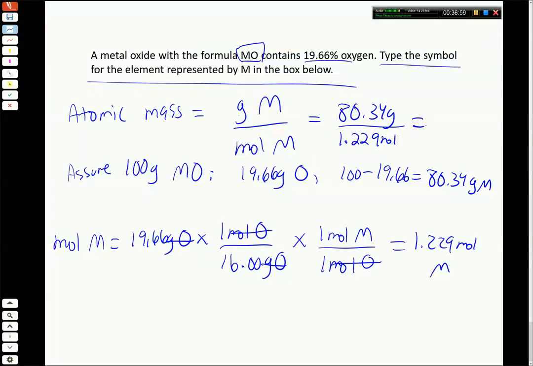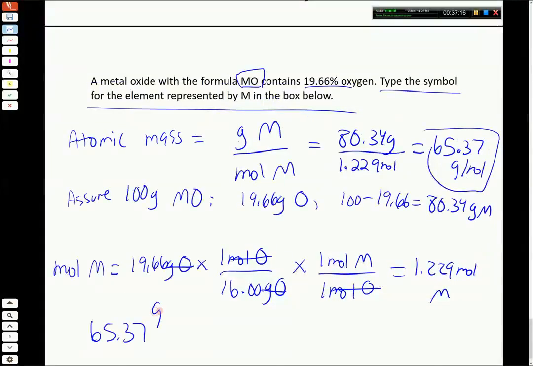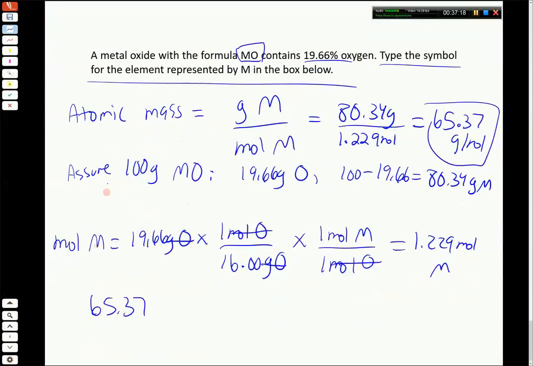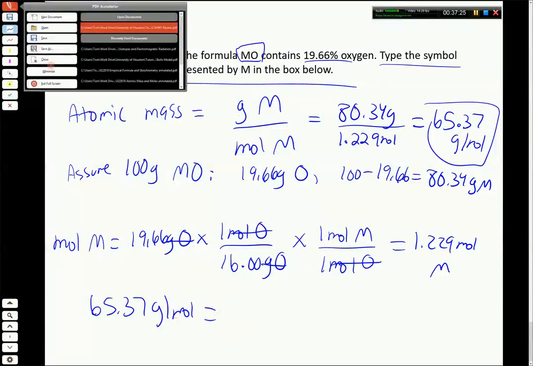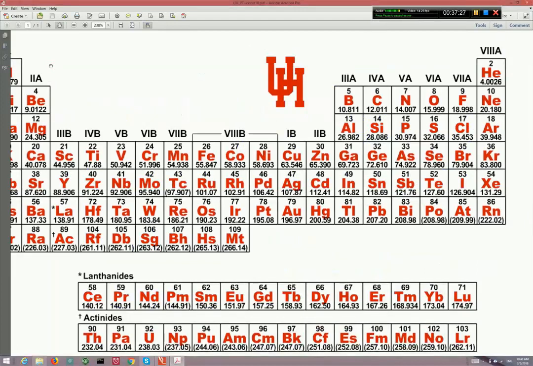Grams per mole is 80.34 divided by 1.229, and that gives us 65.37 grams per mole. Alright, so this is the atomic mass of our unknown element. And then what we're going to do is go to the periodic table and figure out which element that corresponds to. Because obviously you're not expected to memorize all the atomic masses, but that's what the periodic table is for, or one of the things that it's for.